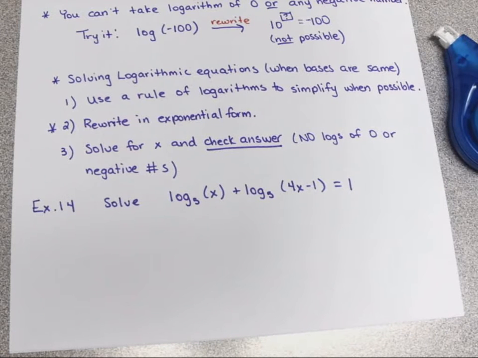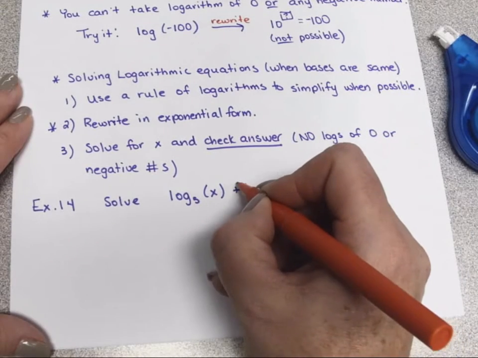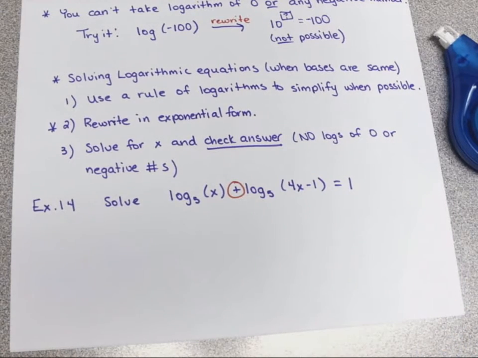So we have log base 5 of x plus log base 5 of 4x minus 1. So this is definitely a log equation, right? It's got some logs, it has an equal sign, that makes it a log equation. All right, so the first thing is you need to decide which of the 3 rules you're going to use, okay? And your hint is what I circled there, right? Which of the 3 rules involves addition? Do y'all remember?